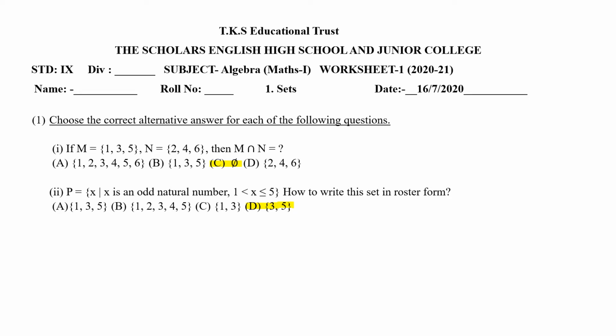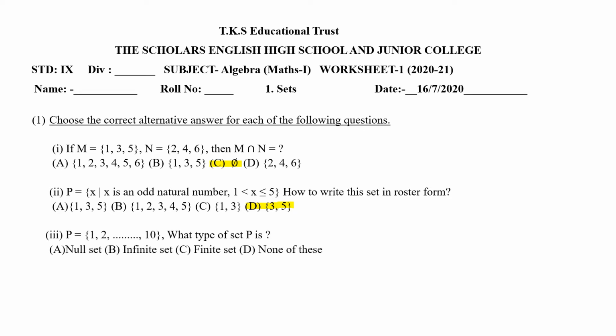Now the third one. Set P equals 1, 2, 3, 4 till 10. It is written. So what type of set is P? The options given are null set, infinite set, finite set, none of these. Now you know there are 10 elements in set P. So this is known as a finite set, that is option C.